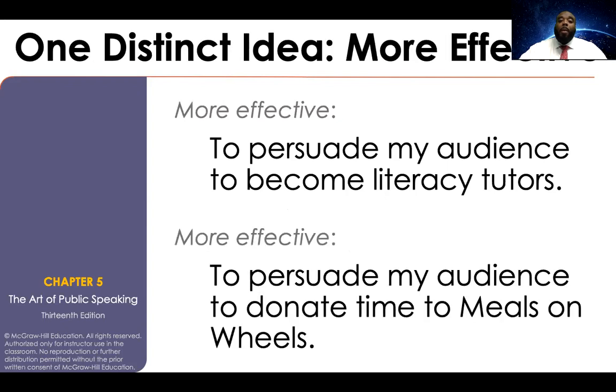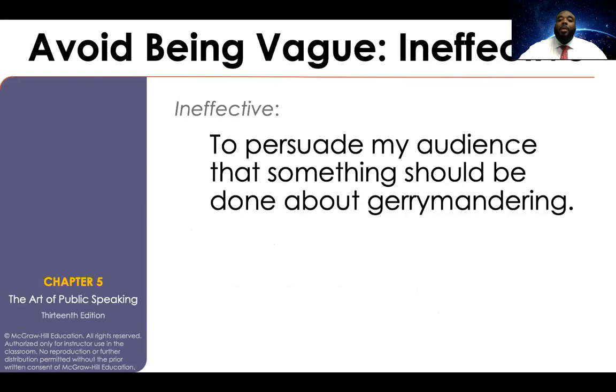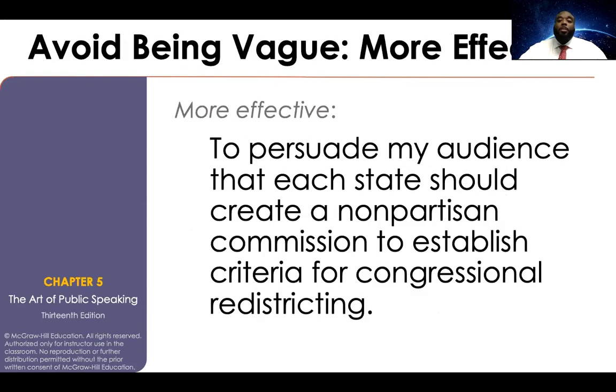A better thing to do might be to break these up into two entirely different specific purpose statements for two entirely different presentations. Try not to be vague. As this statement mentions gerrymandering, you want to make sure that anyone who's not familiar with politics or with their particular language would understand exactly what you're referring to. So rather than saying, to persuade my audience that something should be done about gerrymandering, you would say, to persuade my audience that each state should create a nonpartisan commission to establish criteria for congressional redistricting.